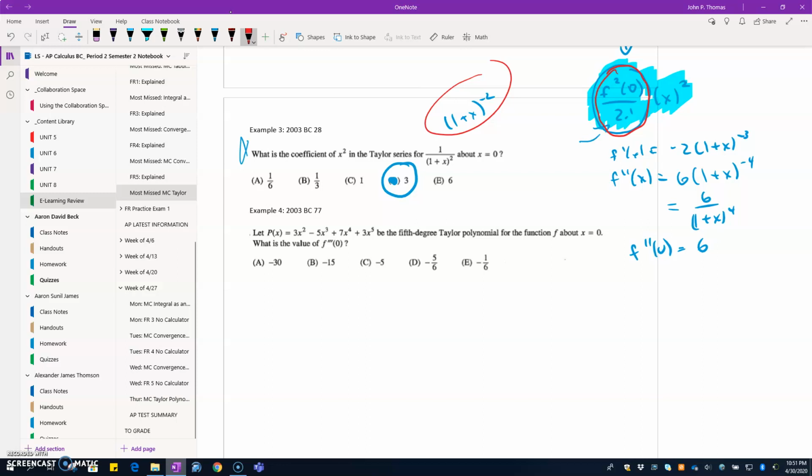So now we repeat the derivative process. Negative 3 times negative 2 is 6. 6 times 1 plus x, raised to the negative 4th. So we end up with that for the second derivative. I plug 0 in, and that gives me 6. Now I need to take that 6 and think of it in terms of this structure. So I've got 6 for the second derivative over 2 factorial, which is 2, times x squared. That's a 3x squared, so the coefficient is D.